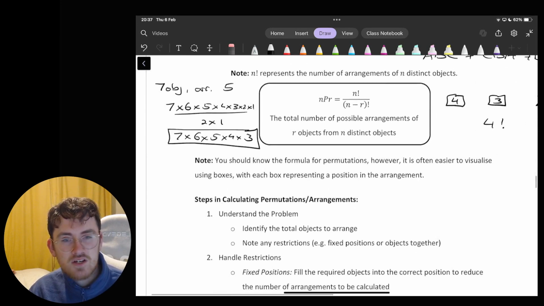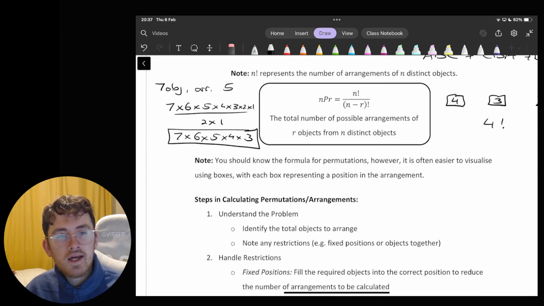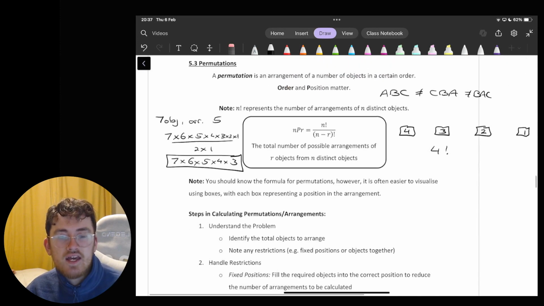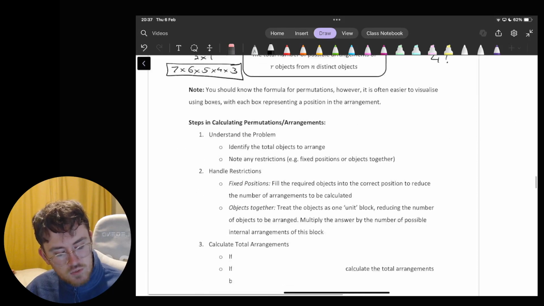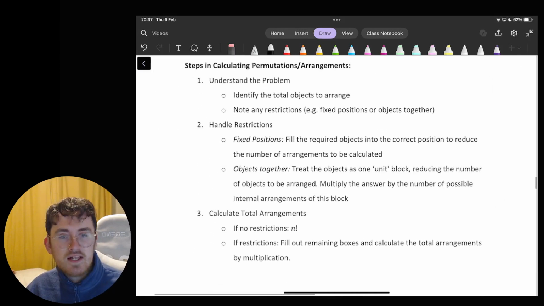I have put a note here that you should know this formula, but at the same time it's often much easier to use boxes to help us visualize these questions, like I've nearly been doing here in explaining these examples. So when we're looking at permutations, the steps I would tell you to follow would be to understand the problem. Look at the objects we need to arrange and look at if there are any restrictions.